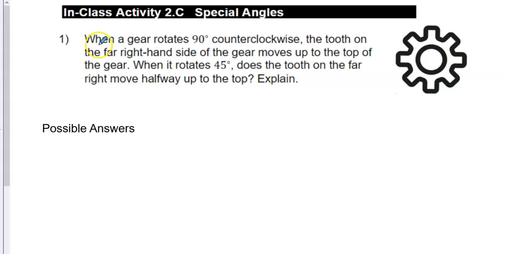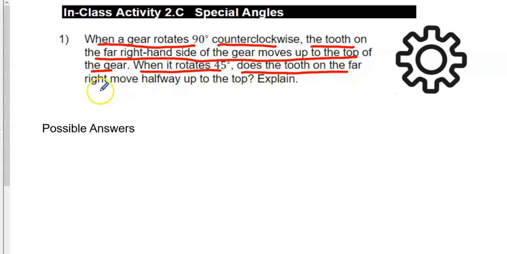When a gear rotates 90 degrees counterclockwise, the tooth on the far right hand side of the gear moves up to the top of the gear. When it rotates 45 degrees, does the tooth on the far right move halfway up the top? Explain. I want you to think about this and try out some answers, and we will discuss them.